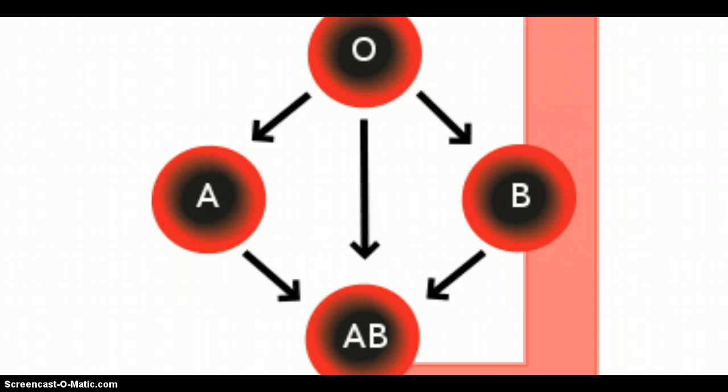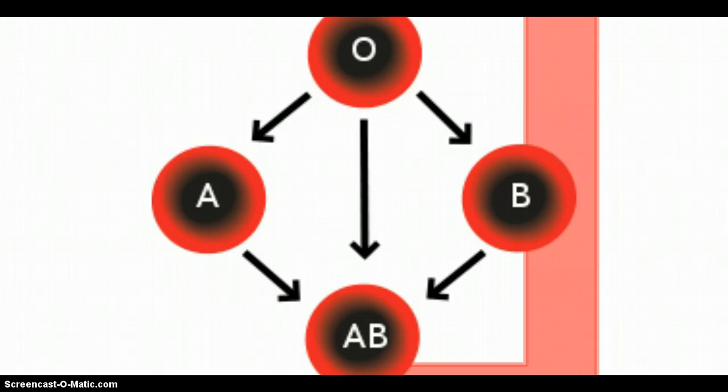Now here's a little diagram of blood types. So there's O, A, B, and AB. And the type depends on the antigens on your blood. So O has no antigens, A has an A antigen, B has a B antigen, and AB has both. Now there's also another antigen that could make your blood positive or negative, and that is the rhesus antigen. So if you have a rhesus antigen, you're positive. If you don't, you're negative.